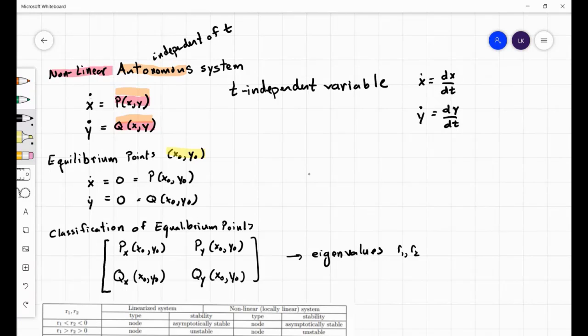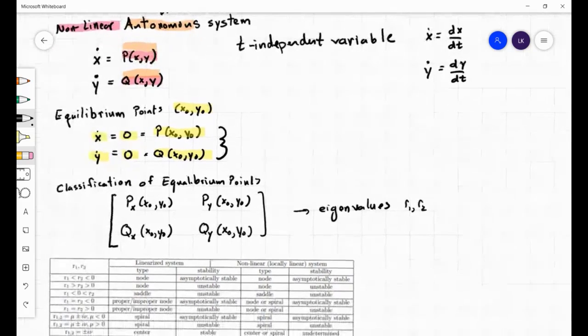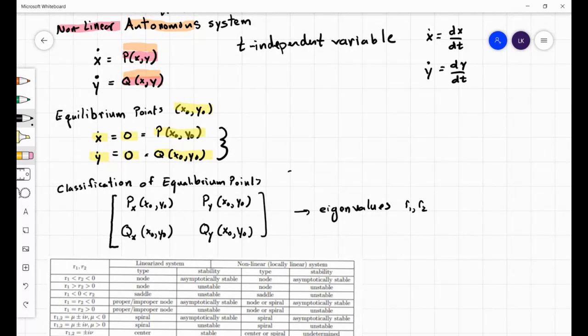So this means we need p at the equilibrium point to evaluate to 0, so that x prime is 0. And likewise, q at the equilibrium point should be 0, so that the derivative of y with respect to t is 0. So once we identify the equilibrium points by solving a system of equations, we then want to classify the equilibrium points. The classification is based on a linearization centered at the equilibrium points, and at that point, it's this matrix.